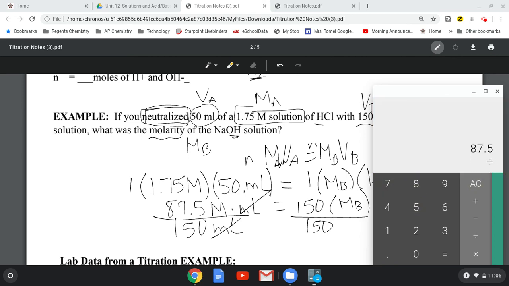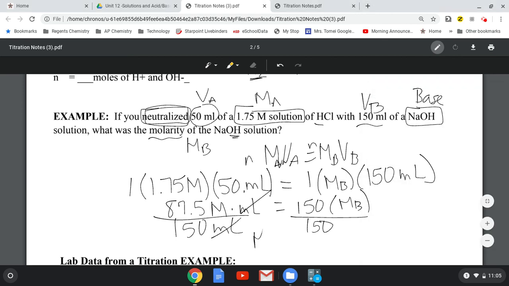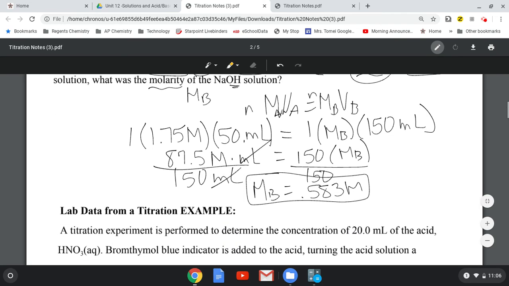87.5 divided by 150, there we go, is going to give me an answer of 0.583 molar. Okay, so even though this didn't mention titration data, you can assume it's titration. You'd have your 50 milliliters of your acid. You would know it's a 1.75 molar. Maybe you'd measure the 150 milliliters of sodium hydroxide, and then you'd need to determine the molarity.